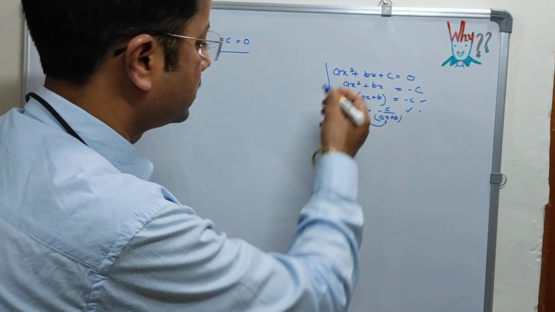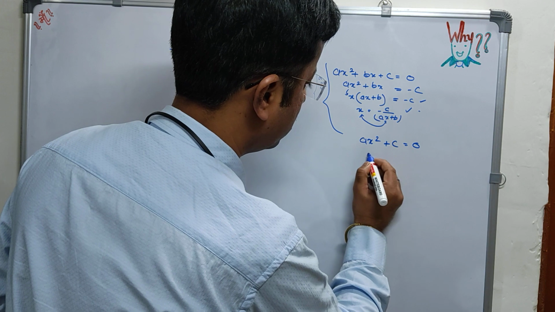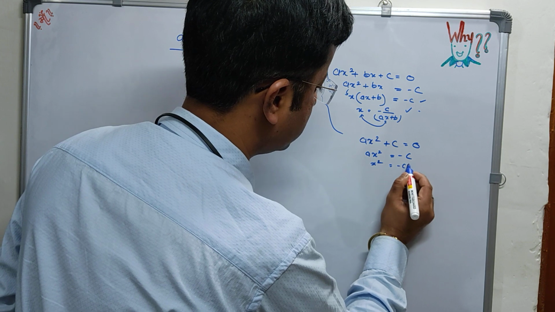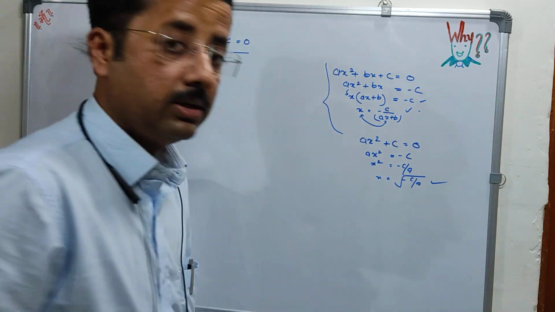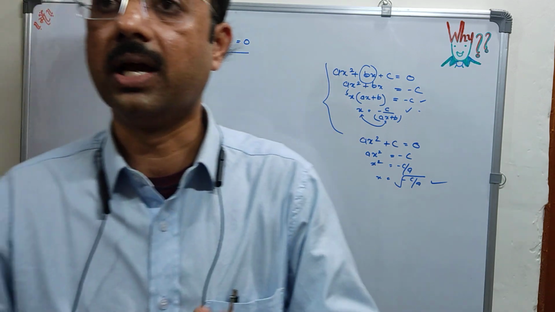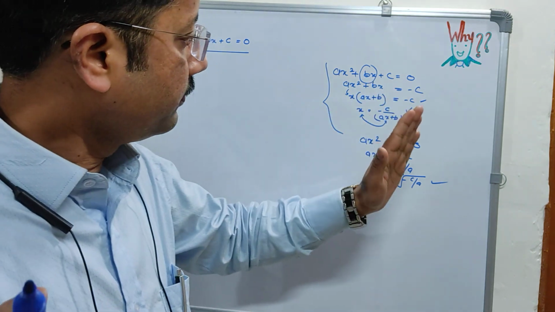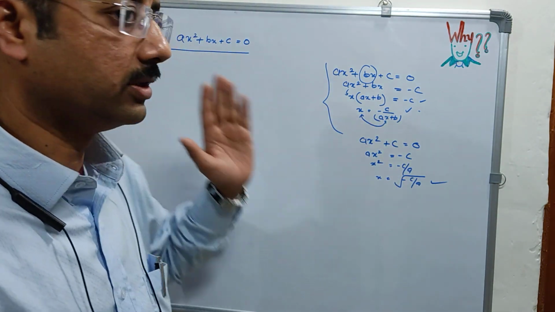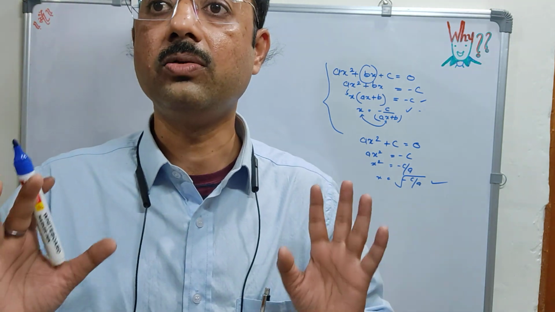Now suppose the same equation had been like this: ax square plus c equals to 0. This is also quadratic. Then ax square equals to minus c, x square equals to minus c upon a, and x equals to root under minus c upon a. But due to the presence of that bx term, we are unable to find out the value of x. So suppose we don't know the quadratic formula, when we try to find the values of this particular expression, we will keep in mind that x should be at one place. x should be at one place.